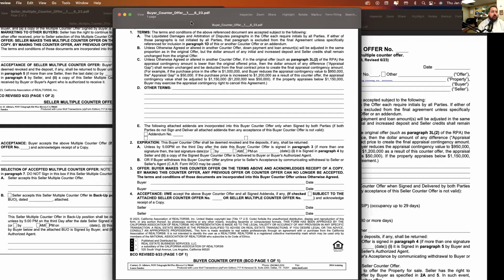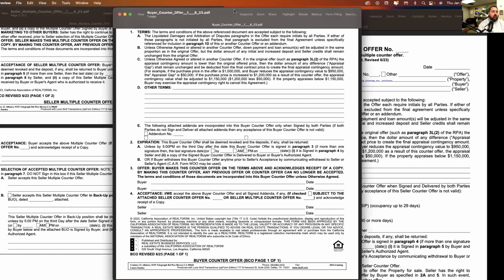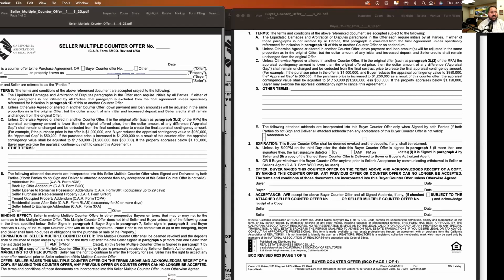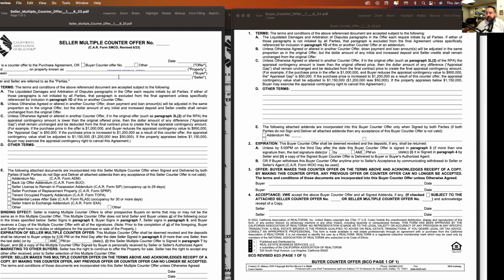So my suggestion is I would use the multiple counter form just to give me some flexibility, even if I'm only countering one offer. Okay, that's what I would do.